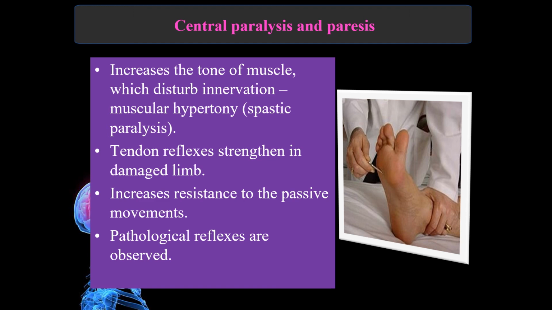Central paralysis and paresis occur as a result of damage to the central motor neuron. In this case, the paralysis is accompanied by an increase in muscle tone, which is called hypertension. That's why this type, central paralysis, is also called spastic paralysis. In central paralysis, voluntary movements disappear and the reflex activity of the spinal cord persists. In the damaged limb, tendon reflexes increase, resistance to passive movements increases too, and the appearance of pathological reflexes is observed.